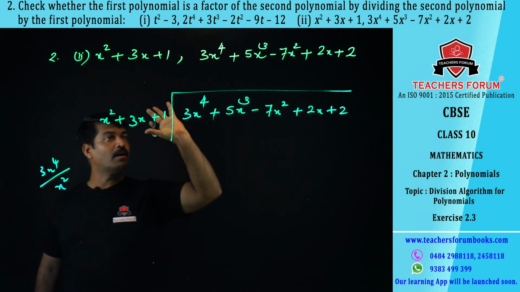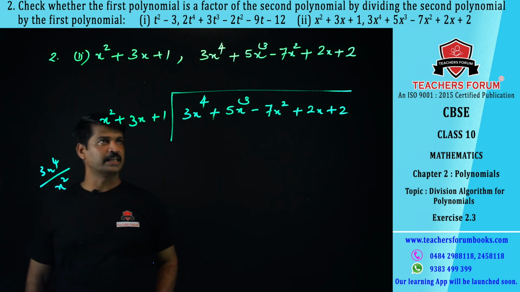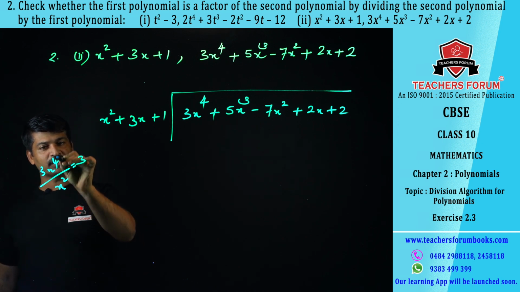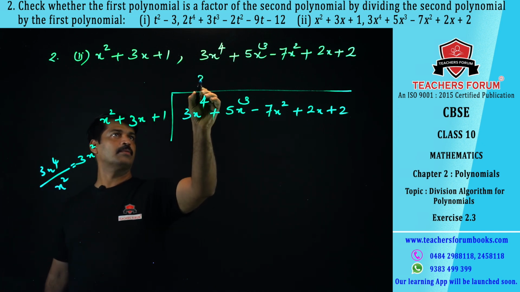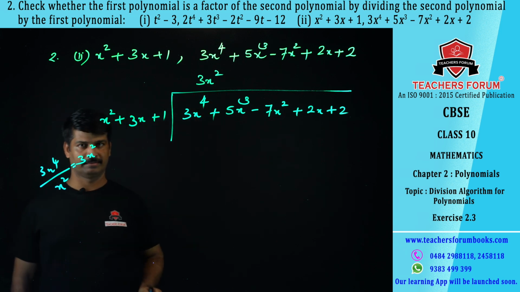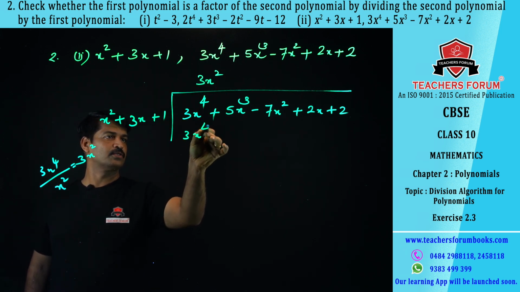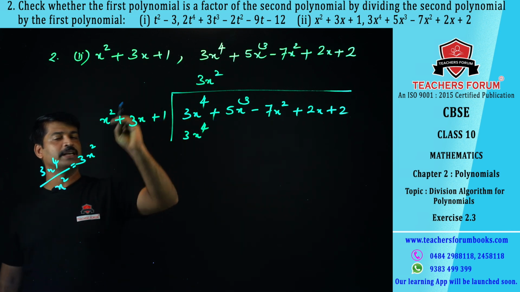The first term of p of x should be divided by the first term of g of x. 3x raised to 4 by x square. That is 3. What is x raised to 4 by x square? X square. 3x square. So the first term of the quotient is 3x square. What is 3x square into x square? 3x raised to 4.